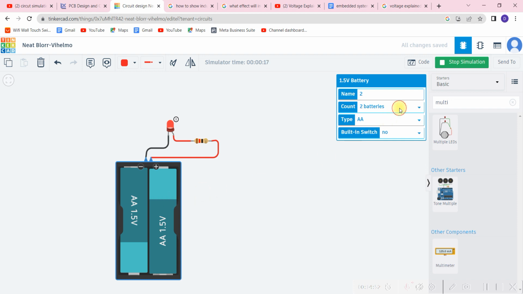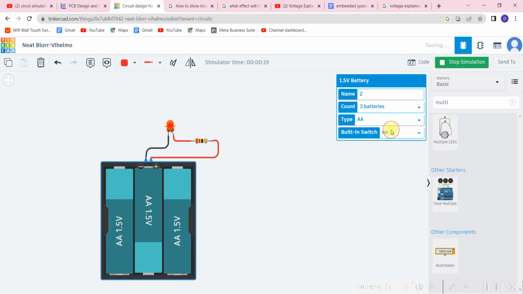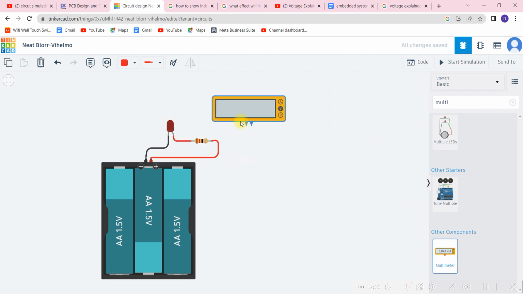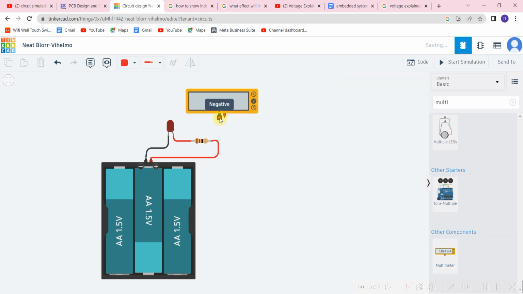So let me do this. Let me increase the voltage to 3 batteries. You see, the current has increased to the point where it burns out. In fact, to show you that the current actually increased, let us measure the total current in the circuit now and do this. Put one here.